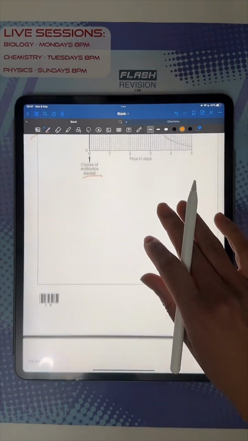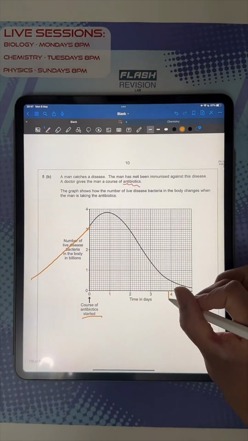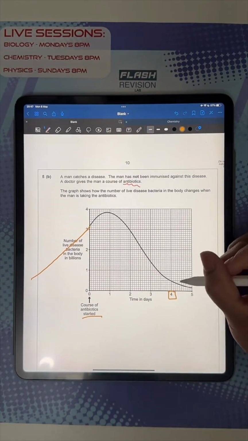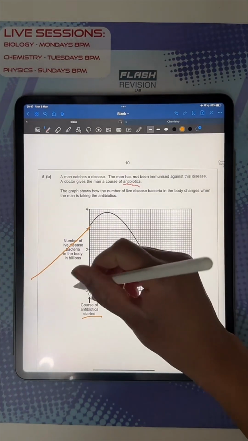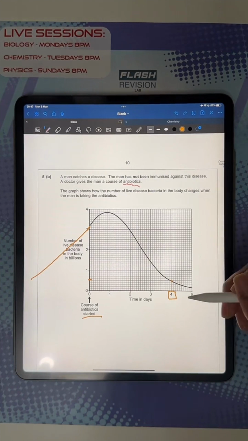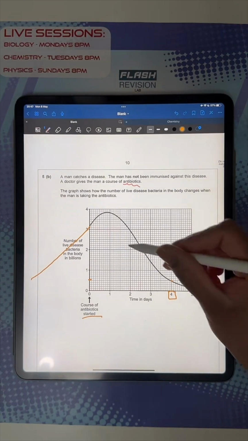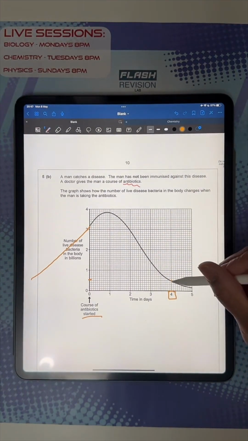Not everything was killed. So let's use the graph. It says after 4 days, he feels better. The reason he feels better is because there's not that many bacteria left in his body. So most of them have died, haven't they? But they haven't all died. Imagine the antibiotics have killed probably the weaker ones first. It hasn't killed the stronger ones. So the only ones surviving right now are the stronger ones.